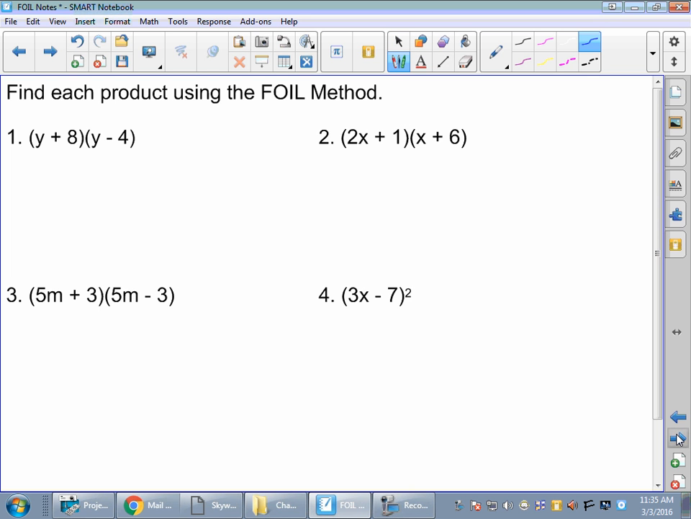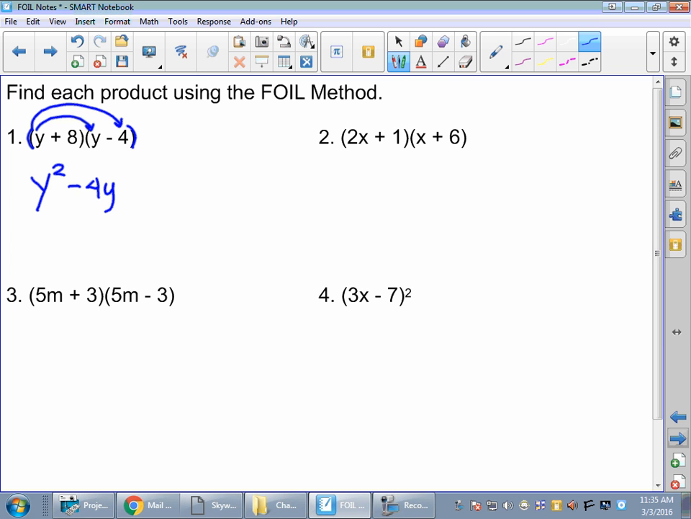First, in the FOIL, would be the y times the y, and that gives you a positive y squared. The O is the y on the outside here, and the negative 4 in the other one. They're the outer terms. They're touching the outside parentheses. So a y times a negative 4 is a negative 4y.